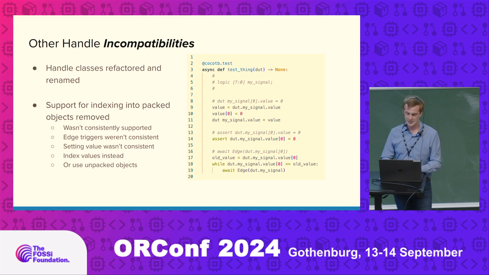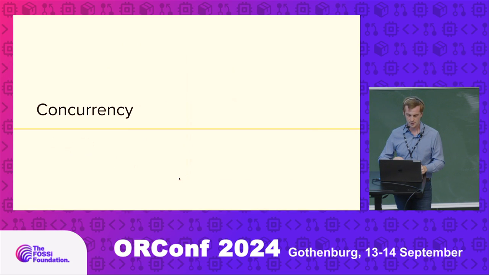So if you were trying to set a value on a single bit, you would just do a read, modify, write. You could do a single bit comparison by indexing the value instead of the handle itself. And if you needed to do an edge trigger on a single bit, you can just use a little bit of logic and an edge trigger over the entire array.